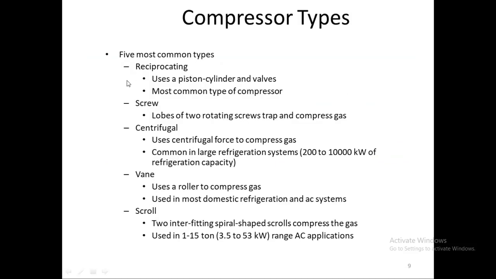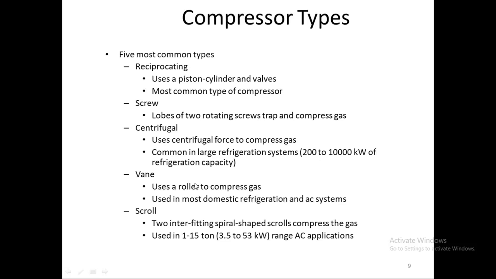Now the compressor types, the five most common types are: reciprocating, which uses a piston, cylinder and valves, so intake valve and exhaust valve. This is the most common type of compressor, the reciprocating type. That's mostly used in our refrigerator or in air conditioner. Screw type, lobes of two rotating screws trap and compress gas. Centrifugal, uses centrifugal force to compress gas. Common in large refrigeration systems, 200 to 10,000 kilowatt of refrigeration capacity.